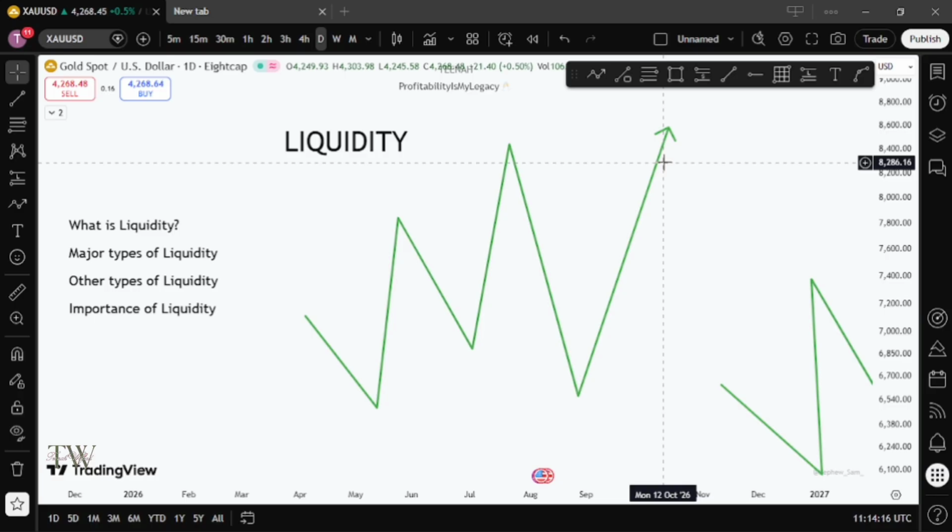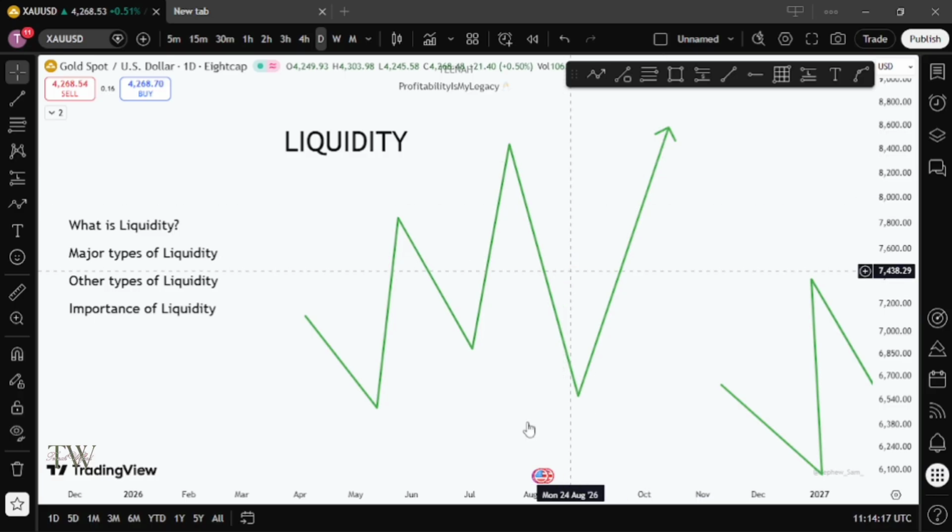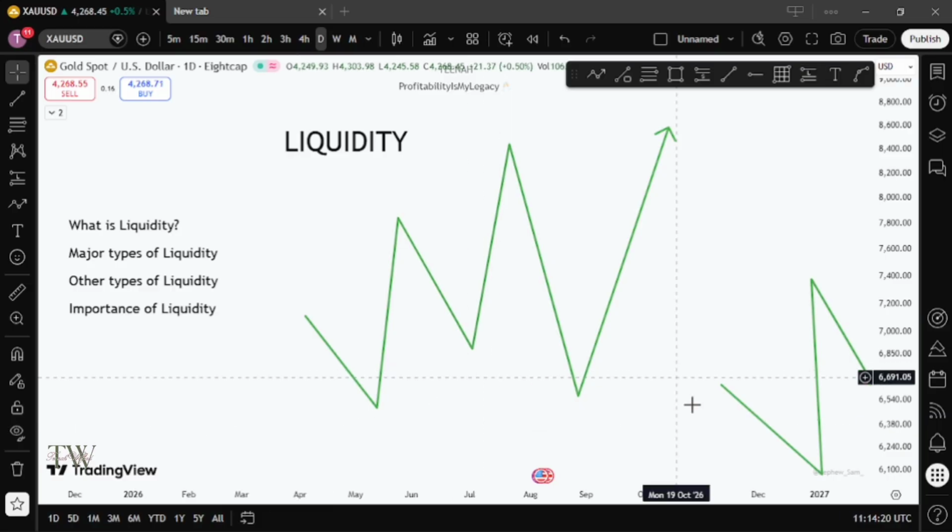So like I said, in some cases price will continue selling, in some cases it will take the buyer out and continue buying in that same direction that the buyer expected. So institutions may drive price below these lows to collect liquidity before moving higher or continuing lower.